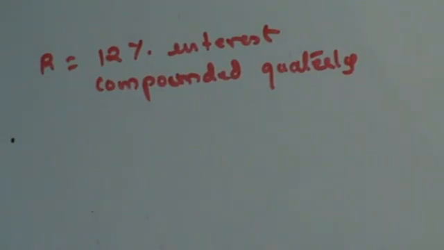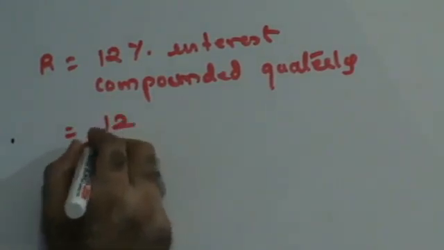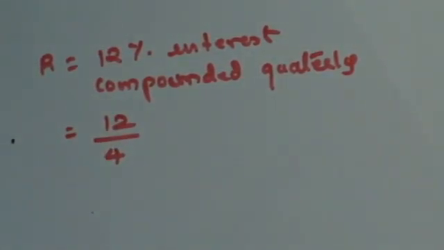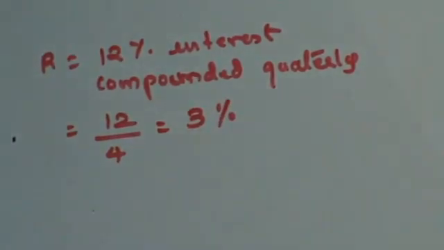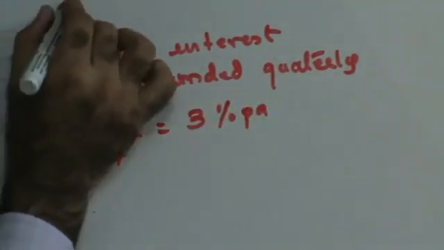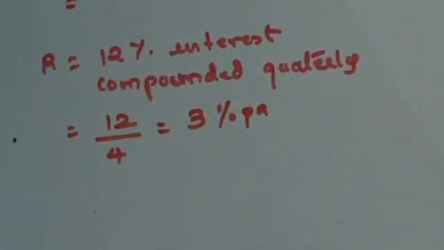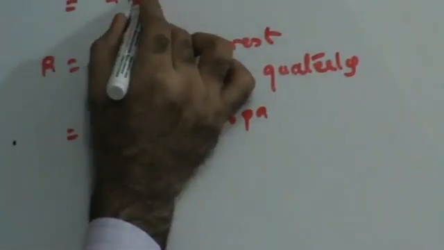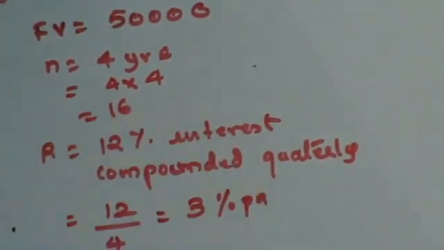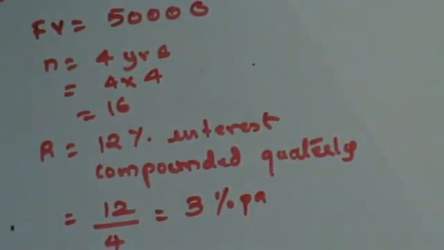Now guys, when the interest is compounded quarterly, what you have to do is divide the rate of interest by the term in which it is compounded. If it is compounded quarterly, you will divide by 4. That means my rate of interest becomes 3%. If it is compounded quarterly, 4 years will become how many quarters? The time period multiplied by the compounding period will become 16. N will become 16.